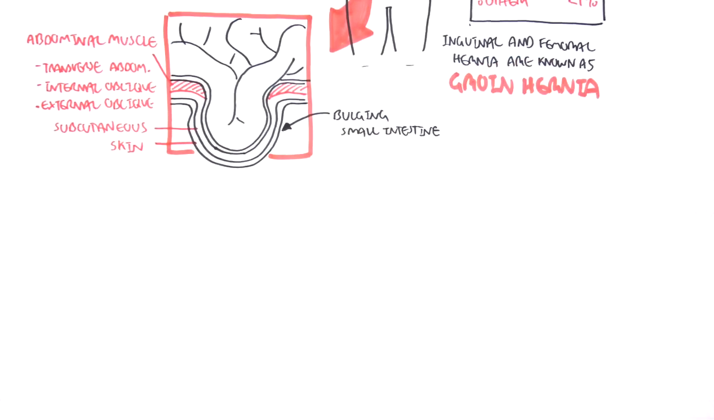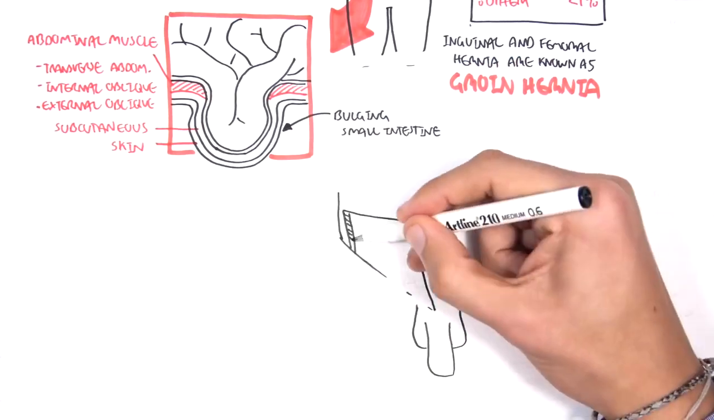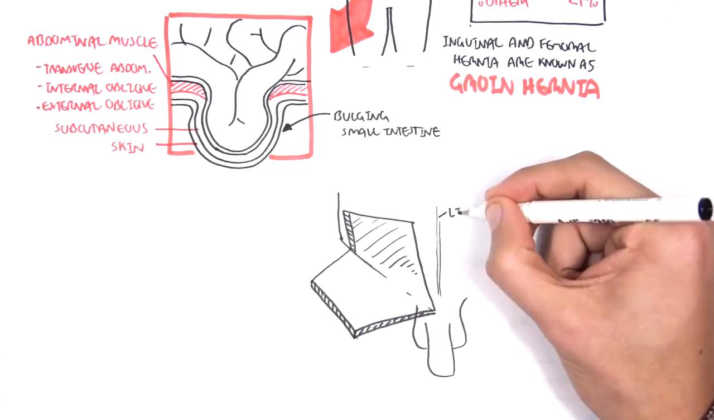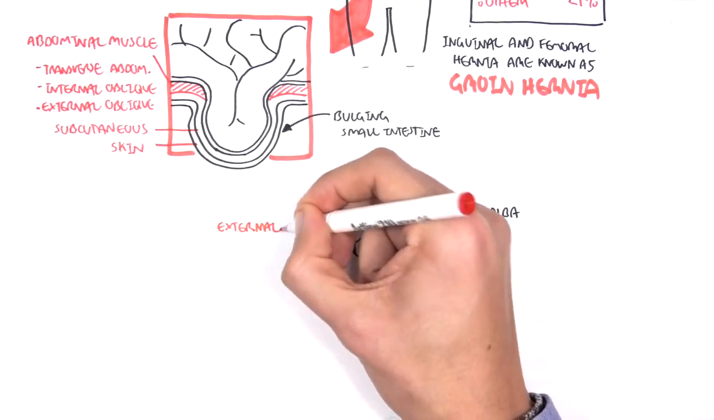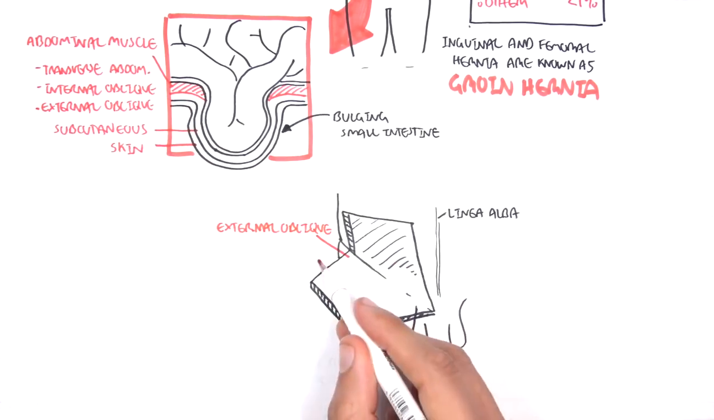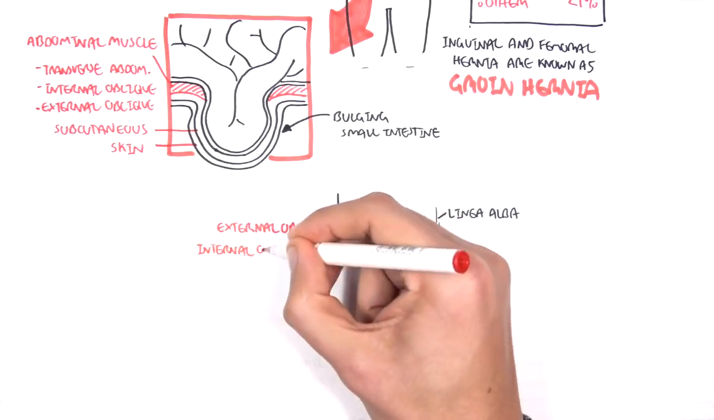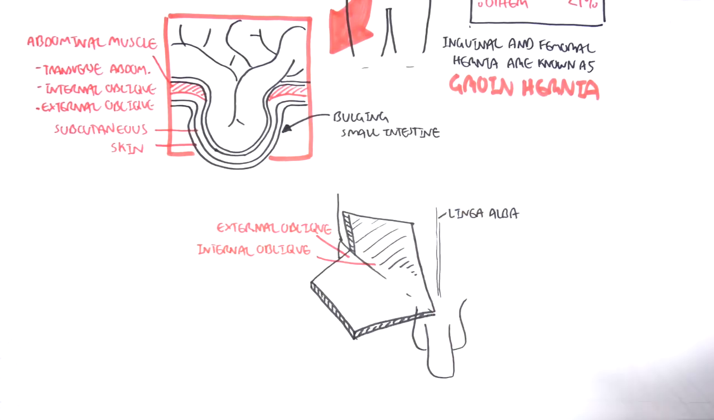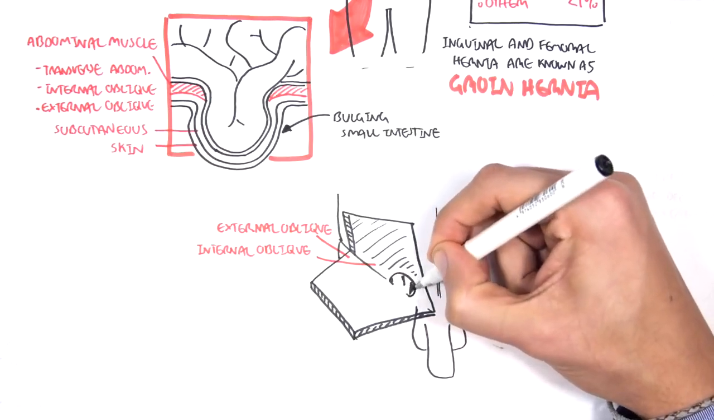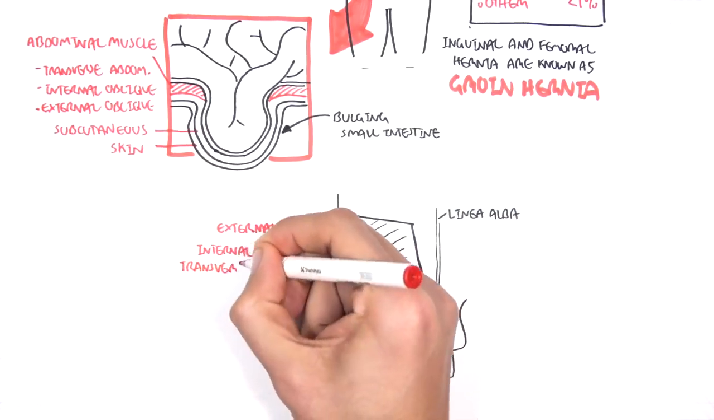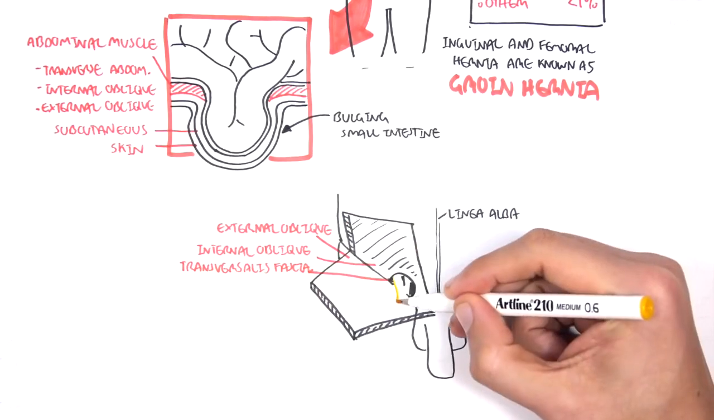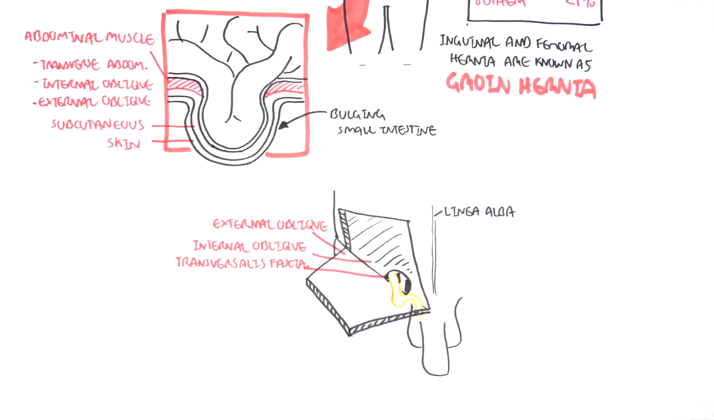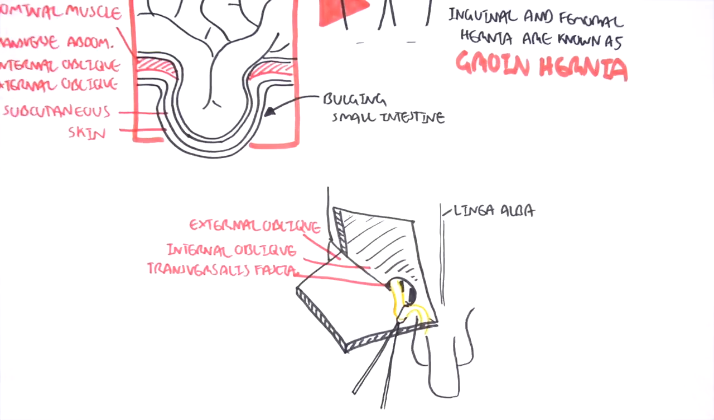So let's look at this from an anterior view. Here we have the groin area. Here's the linea alba, which makes up part of the abdominal muscle. And then here you have the abdominal muscles. From the outside, you have the external oblique, which has been opened up, as you can see here. Then you have the internal oblique, and below the internal oblique, you have the transversalis fascia. Here we are pulling on the spermatic cord. It's been retracted.